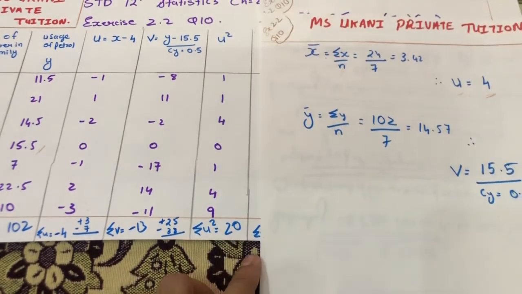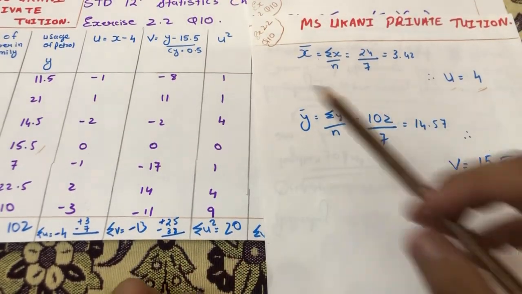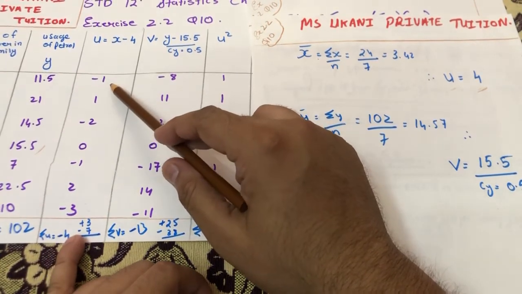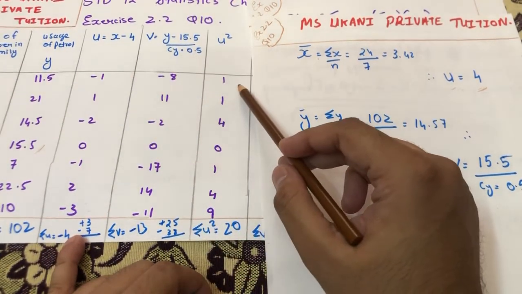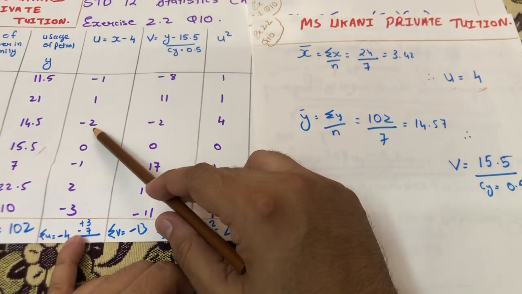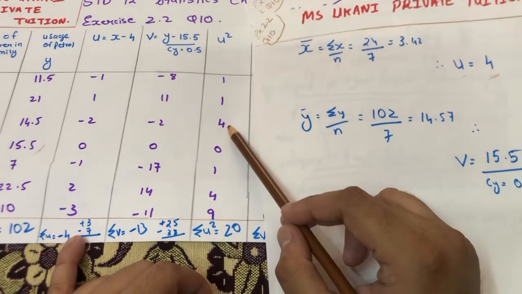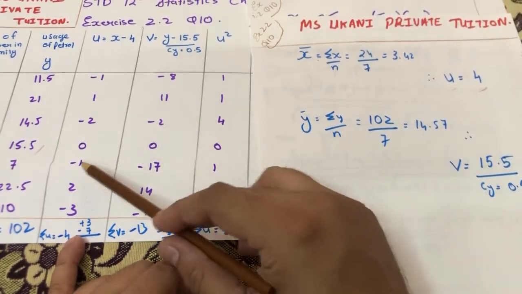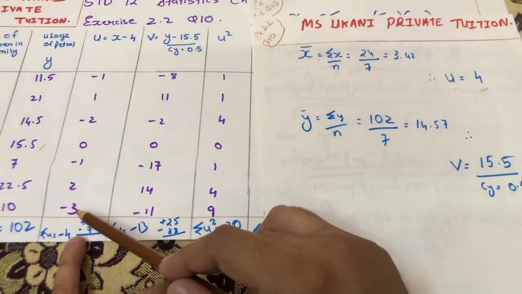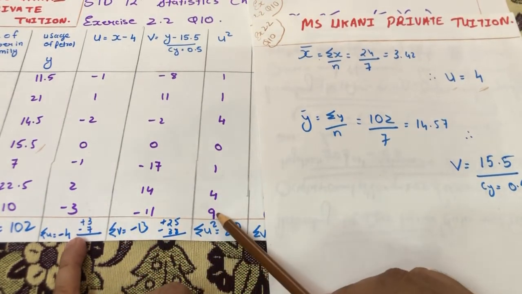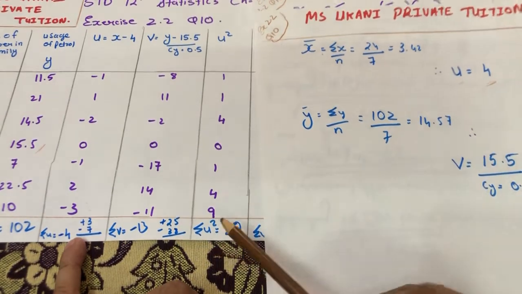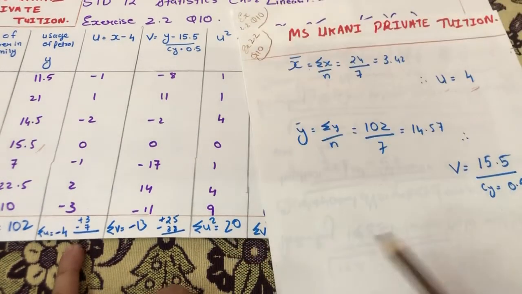Now next column, that is U square. Now we have to square the column U. So minus 1 square will be positive 1, 1 square will be 1, minus 2 square will be 4, 0 square will be 0, minus 1 square will be 1, 2 square will be 4, and again minus 3 square will be 9. And after adding the column U square, you will get the summation U square, that is 20.